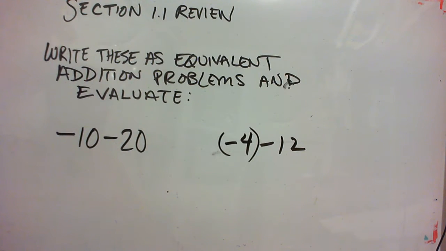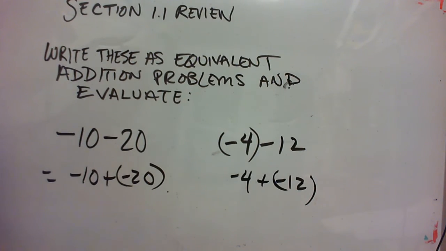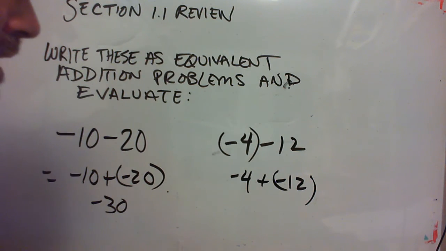Okay, for the next few problems, write these problems as equivalent addition problems and then evaluate. So when you're subtracting a number, you can rewrite it as the addition of its opposite. So give these a try and come back and we'll go through them. So the first problem, we rewrite it as -10 plus -20, which is the opposite of 20. And those two negatives add up to a bigger negative, -30. It's like a $10 debt and a $20 debt makes $30 of debt.